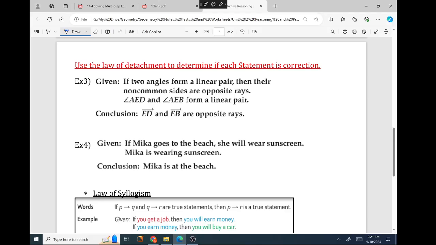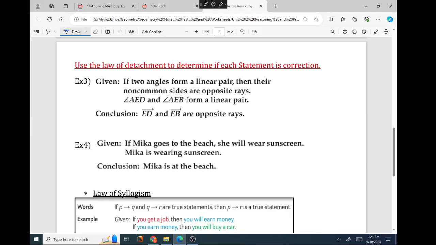All right, determine if each statement is correct using the law of detachment. One more time, what does the law of detachment say? If the if is triggered, the then is triggered. You don't know if the then is triggered means the if was triggered, or it must have happened already. Yeah? So be careful with that.